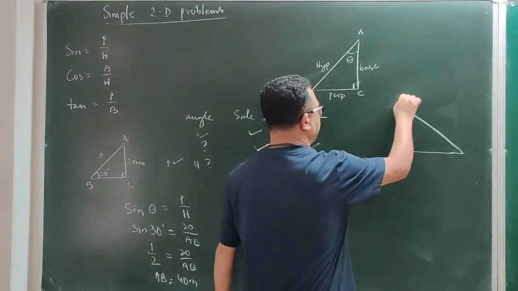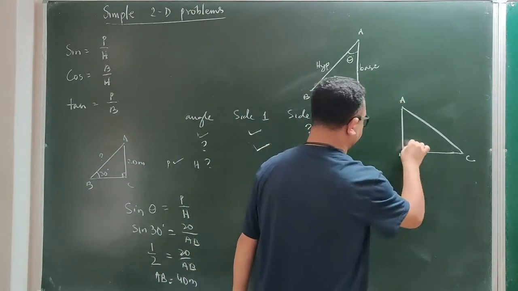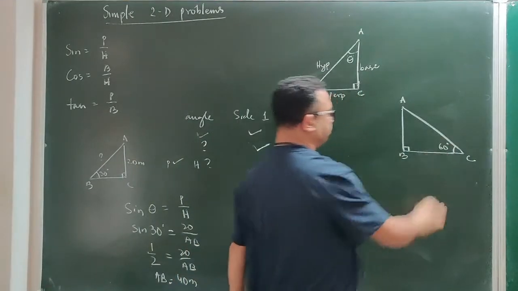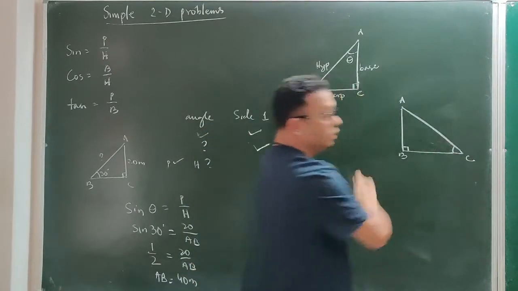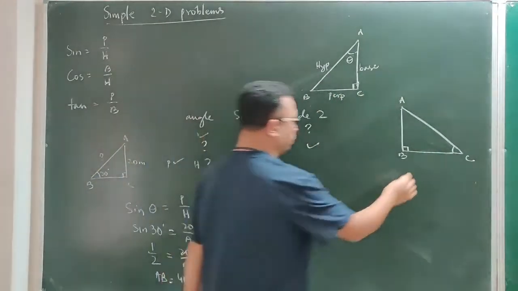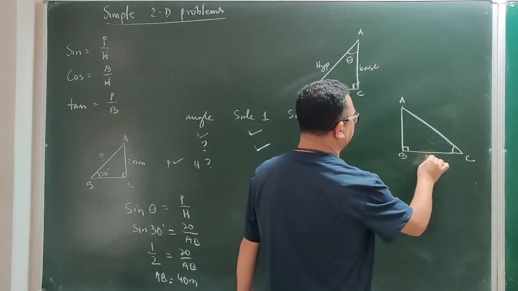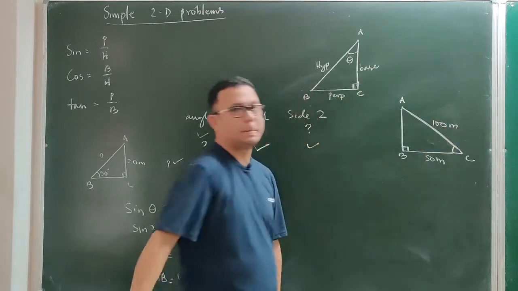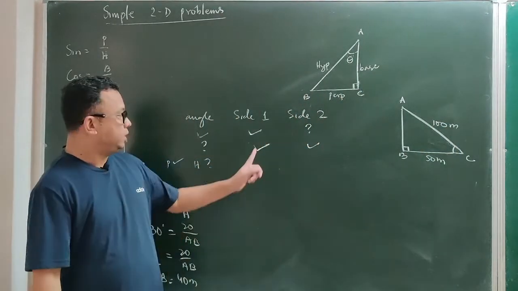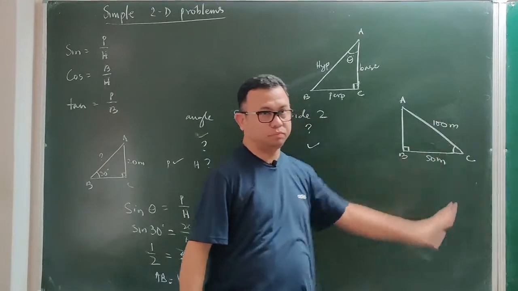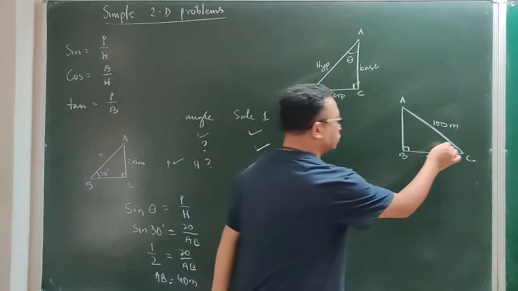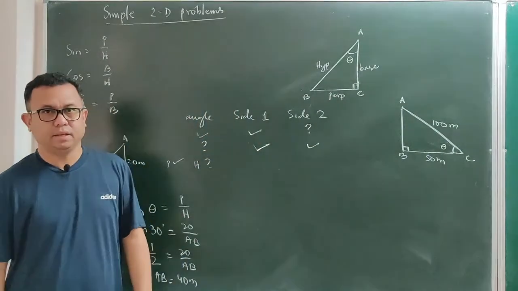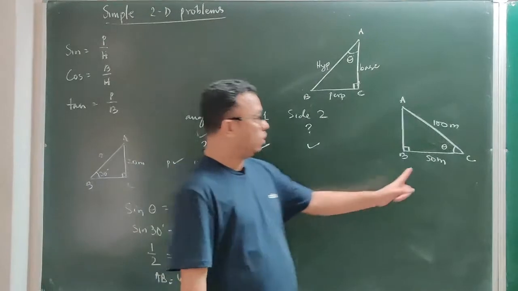If I mark this as A, B, C, and we are asked to find the angle, so we are looking for an angle. Let's suppose you are given this side as 50 meters, and this one is 100 meters. Since two sides are given and the question is asking how much this angle is, let this angle be theta. We don't know what that angle is, and the question is asking us to find it.